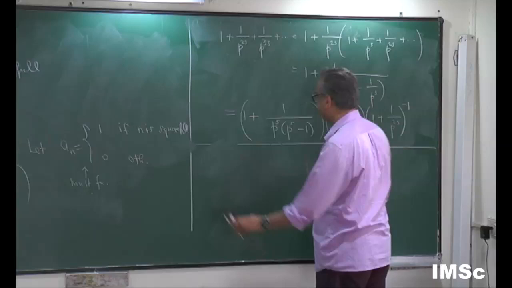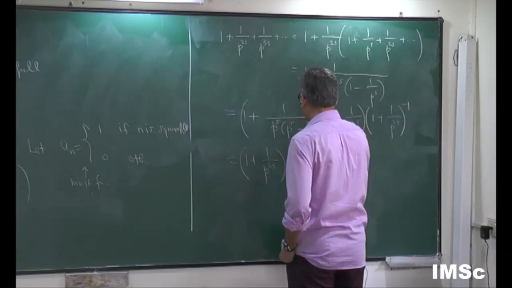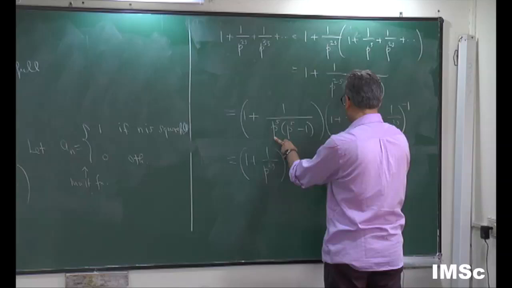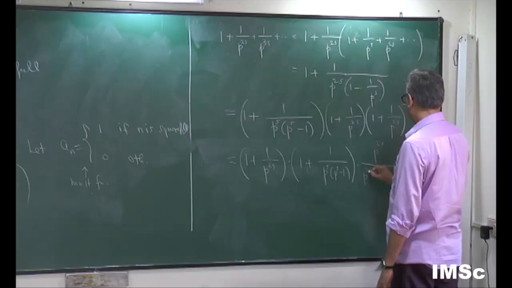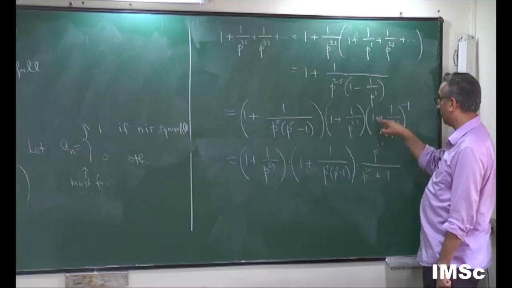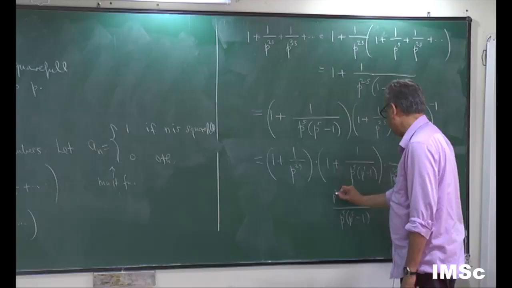So keep this, and put this out here. And try to understand what these two Euler factors look like. It's 1 plus 1 over p to the s, over p to the s minus 1, times this one, which is p to the 2s over p to the 2s plus 1, the inverse of p to the 2s plus 1. Okay, so you get something like that. So let's simplify this a little bit. This is going to be p to the s minus 1. So that's p to the 2s minus p to the s plus 1.